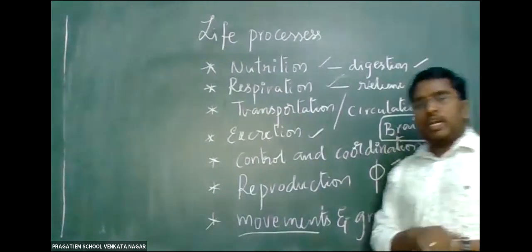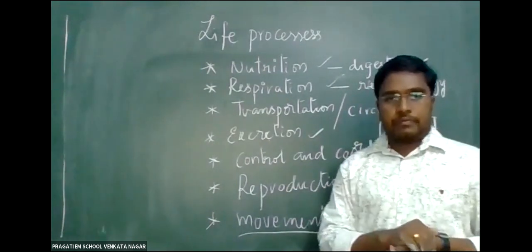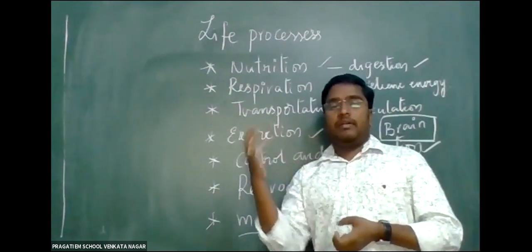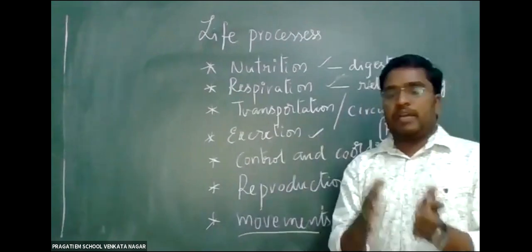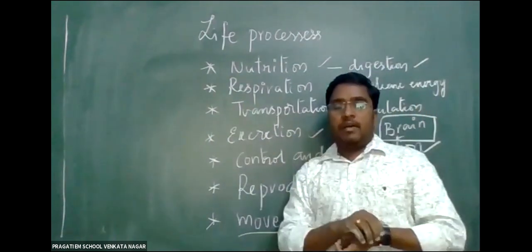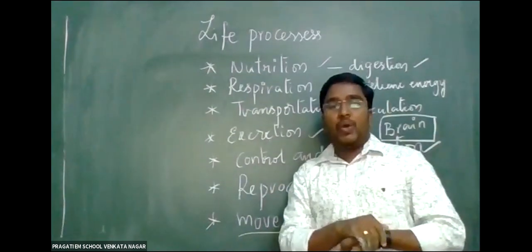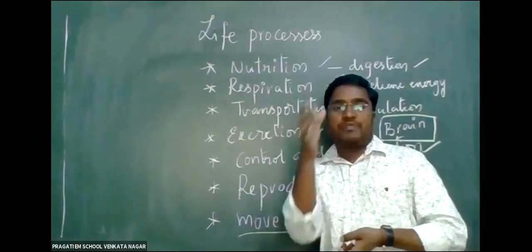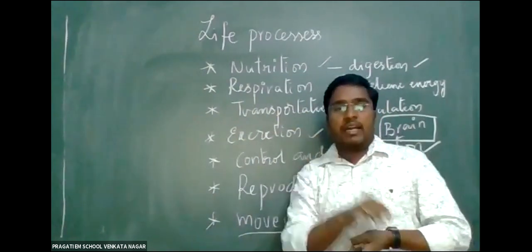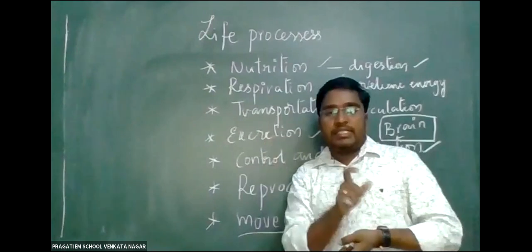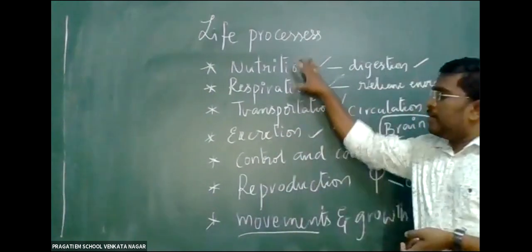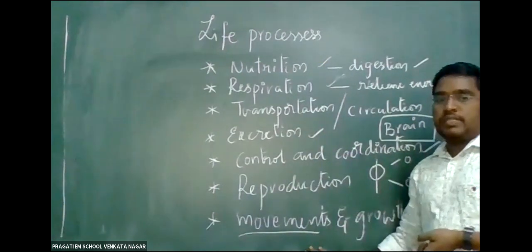So, in our childhood, we are very small. After that, adolescence, then the organism converts into an adult. So the basic changes from childhood to adult are nothing but growth. So these are the main basic life processes.